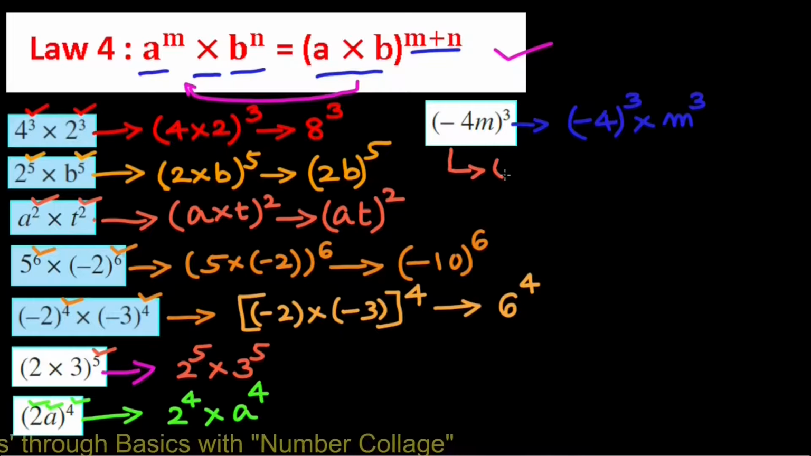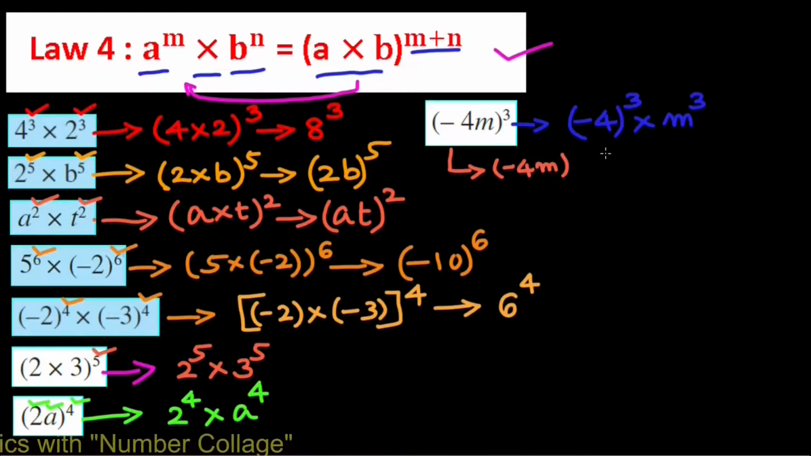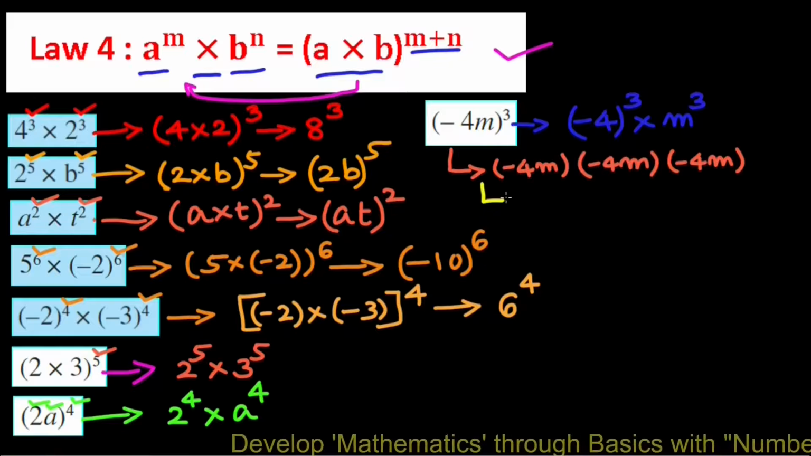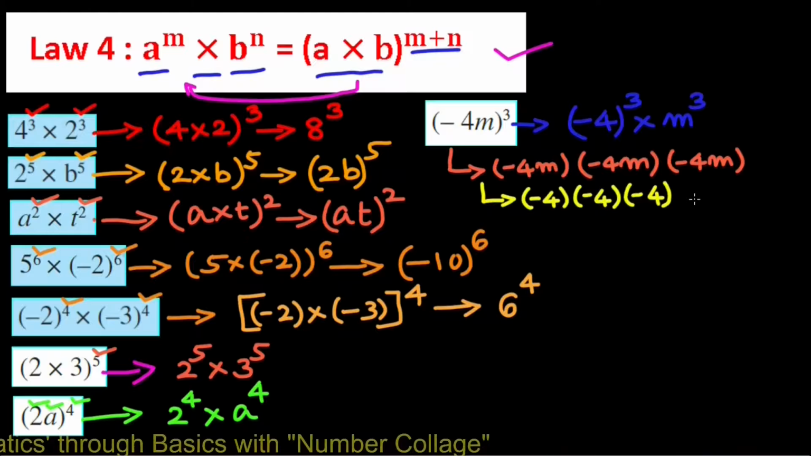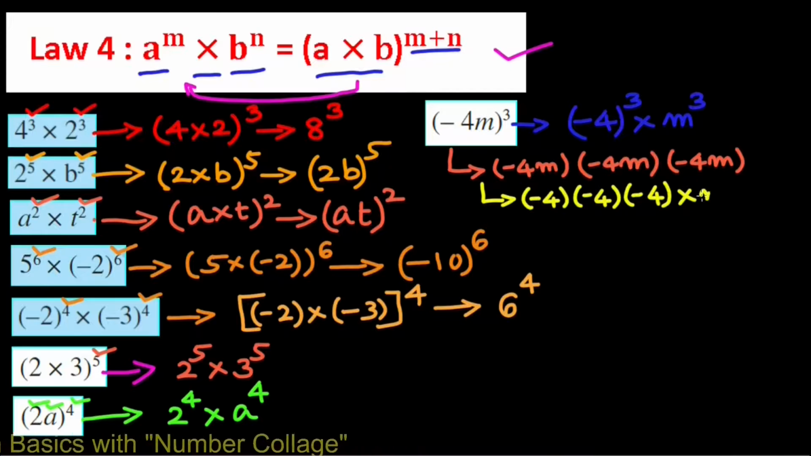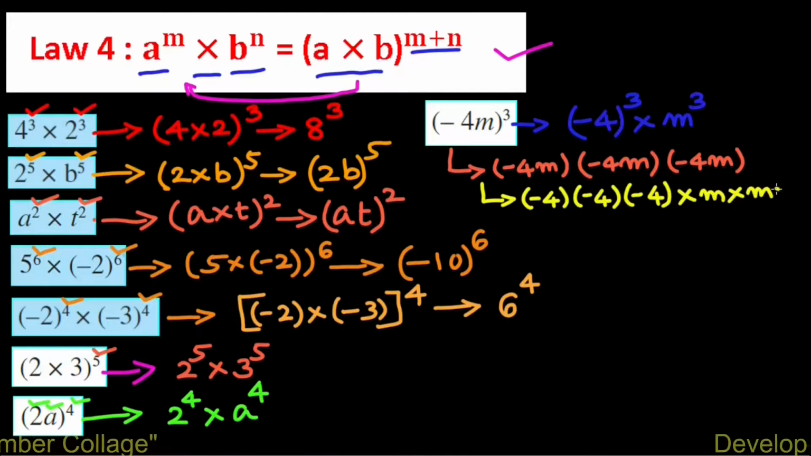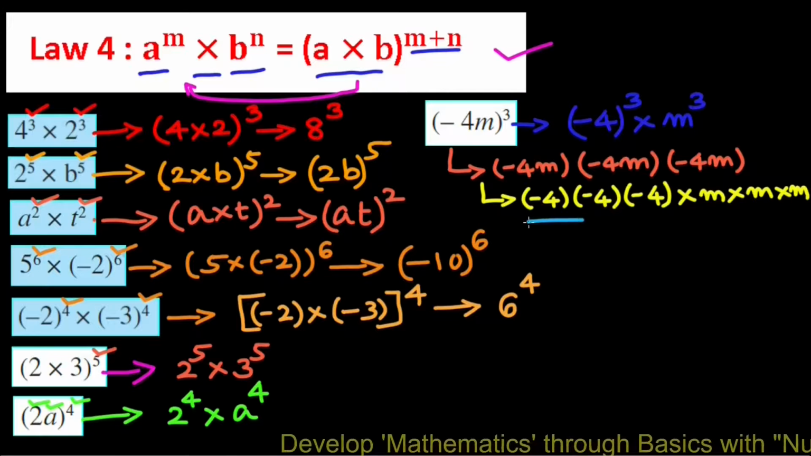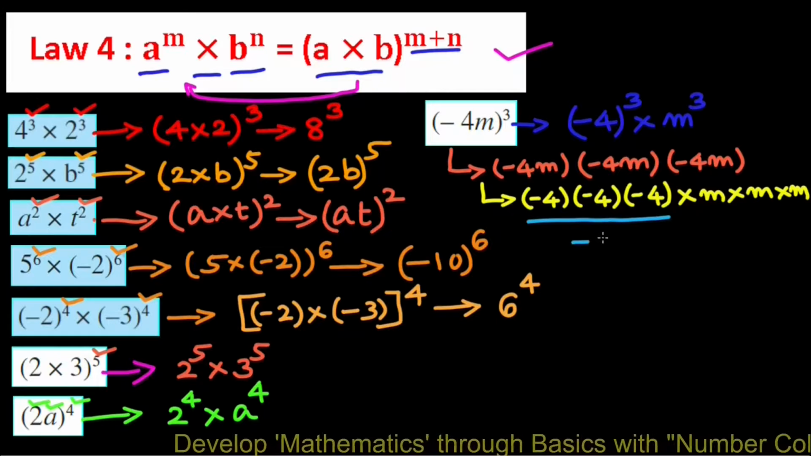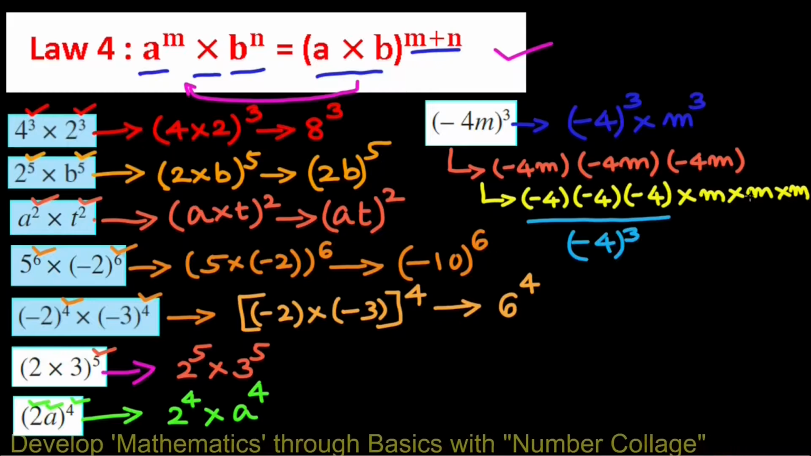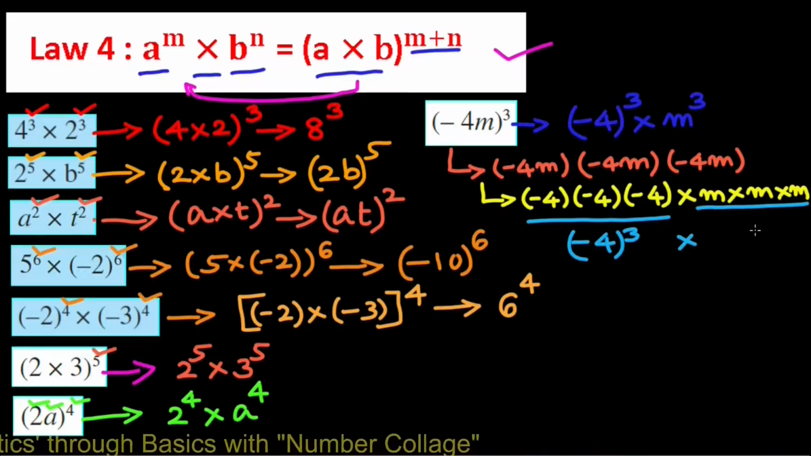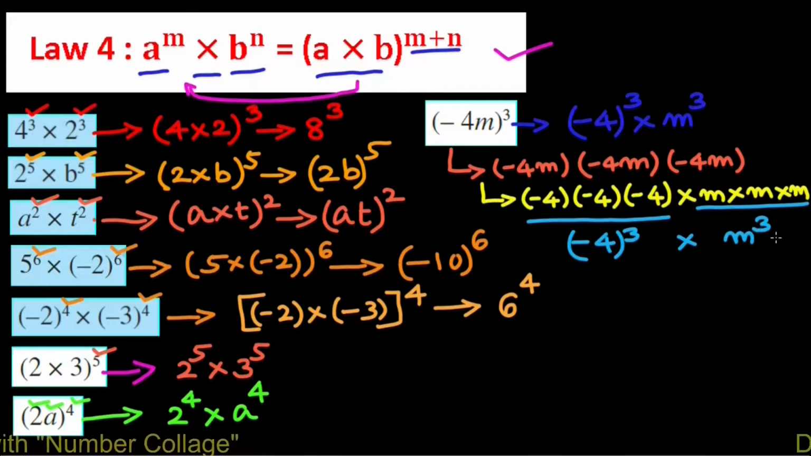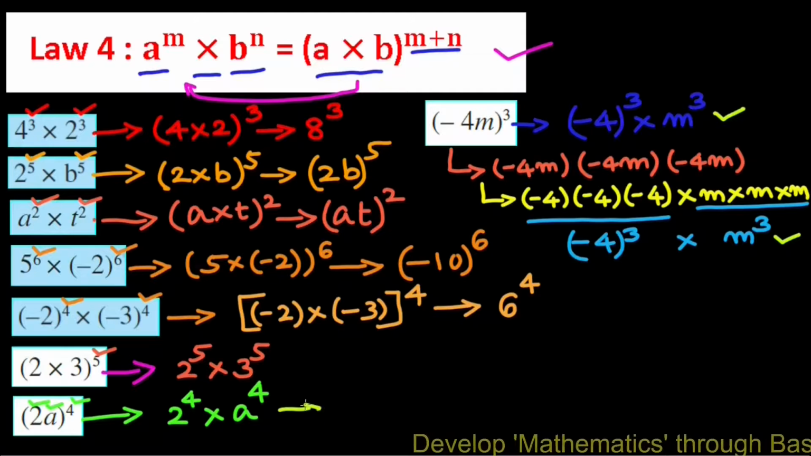We will first multiply minus 4m 3 times. Then we will separate out minus 4 and multiply it 3 times, and then we separate out m and multiply it 3 times. Now this multiplication of minus 4 3 times gives us minus 4 cubed, and this multiplication of m 3 times gives us m cubed, which is nothing but what we have written here.